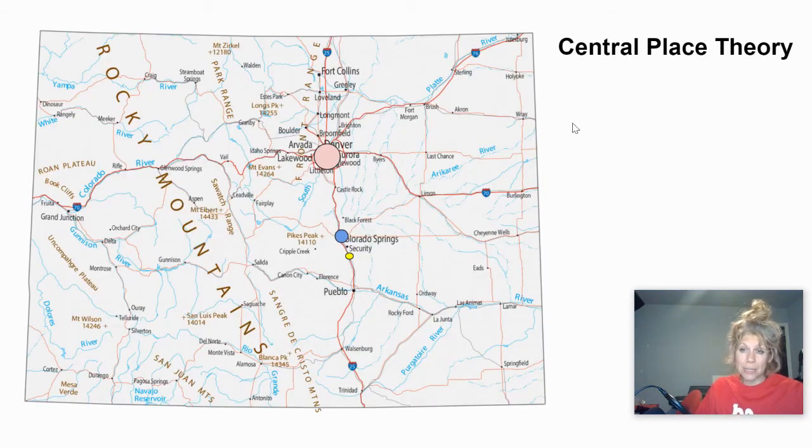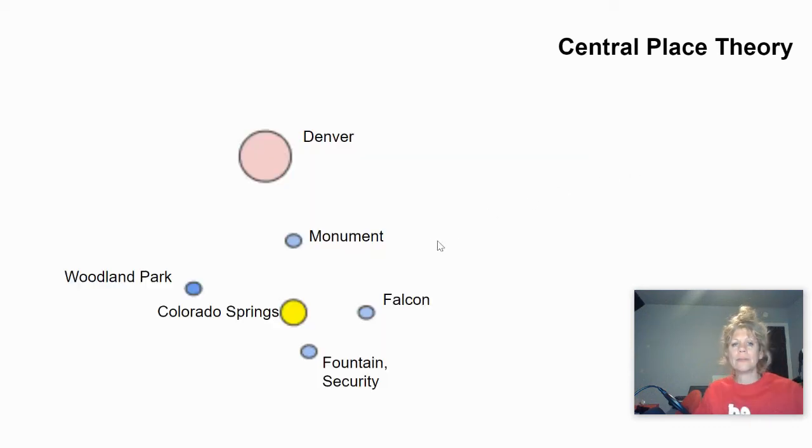Now, if we look at this on a map of Colorado, you can see Denver is going to be my biggest circle, and then Colorado Springs is going to represent a city, and then this yellow circle is going to represent, say, Fountain as a town, okay? And if we put these in a pattern without our map in the background, we can start to see a hexagon pattern.